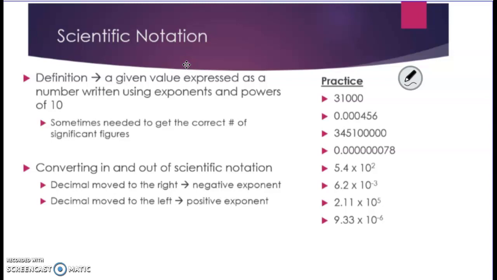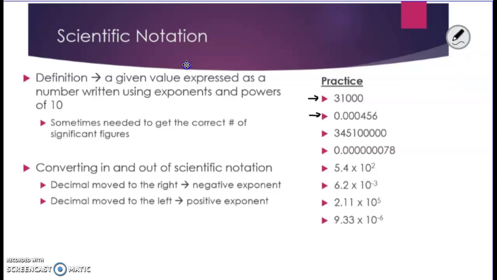To convert in and out of scientific notation, if the decimal has to move to the right, it's a negative exponent. If the decimal has to move to the left, it's positive. I always remember it this way. If I have a small number like this, it's negative. And if I have a larger number like this, the exponent is positive. Okay, let's do a couple and then I'll have you guys try a few.